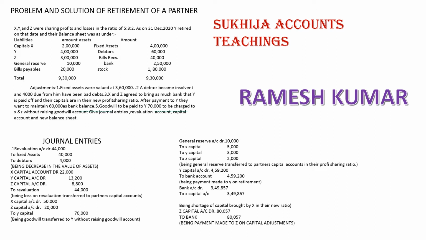Number 3. X and Z agreed to bring as much bank that Y is paid off and their capitals are in their new profit sharing ratio. What would be the new profit sharing ratio? After retirement of Y, 5:2 will be the remaining ratio, which will serve as the new profit sharing ratio and gaining ratio.